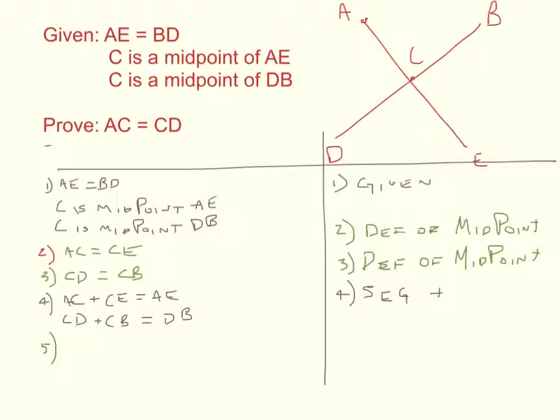Alright, step 5. Well, we know right at the beginning AE is congruent to DB, so we can replace with the longer parts. So AC plus CE equals CD plus CB. And when we replace, it's substitution. I'm going to have to continue this on the next page.